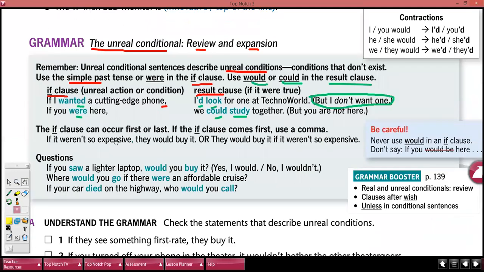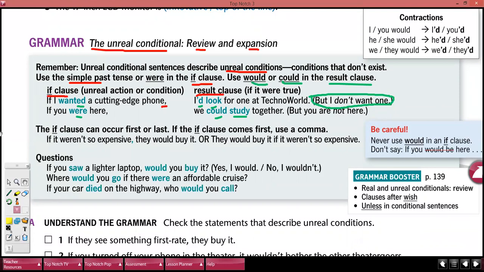The if clause can occur first or last. If the if clause comes first, use a comma. But be careful. Never use would in an if clause. It is going to be like our modal because it talks about possibilities, so we don't need another one.